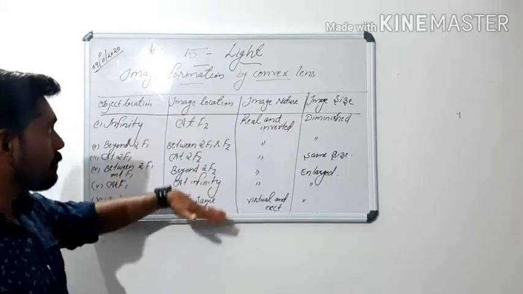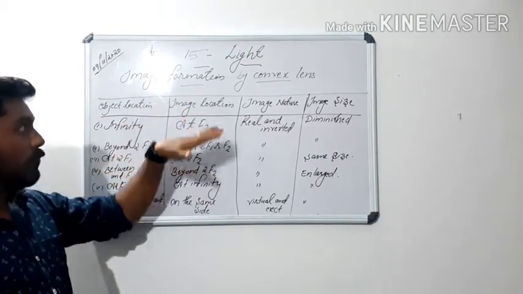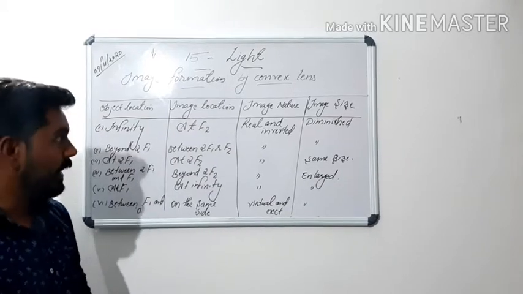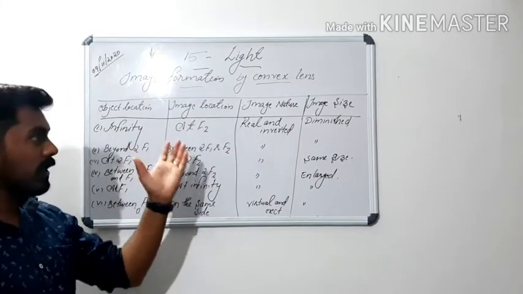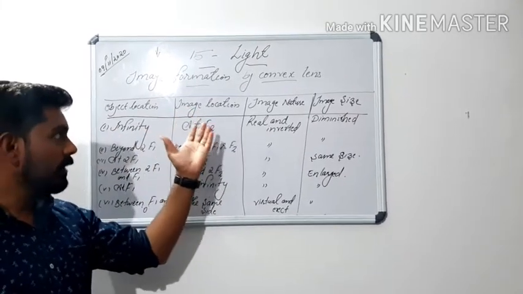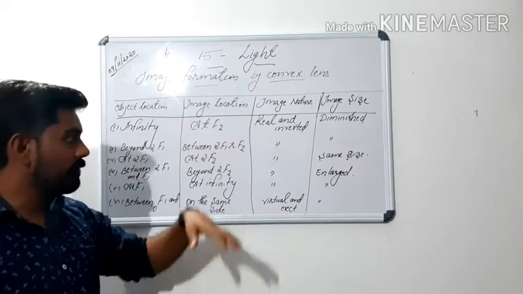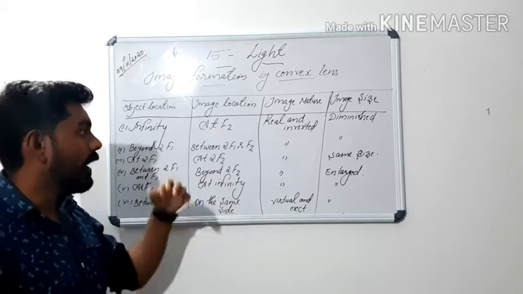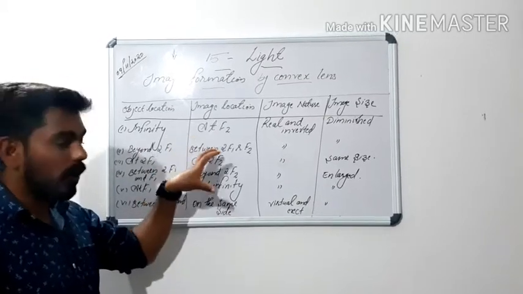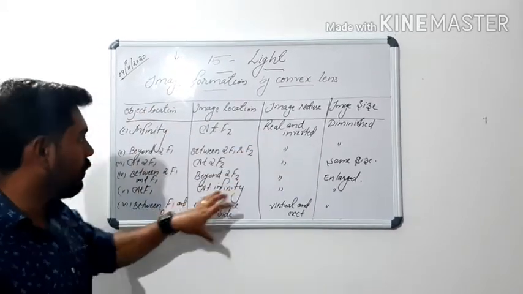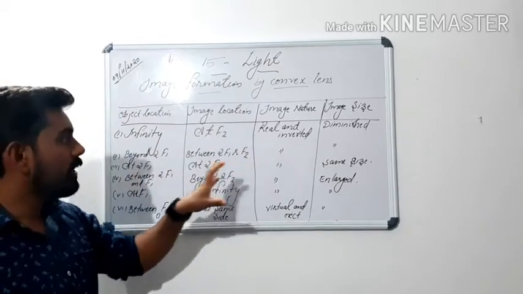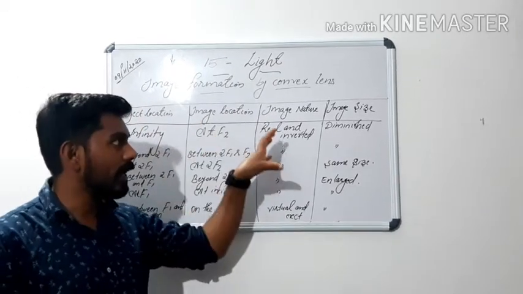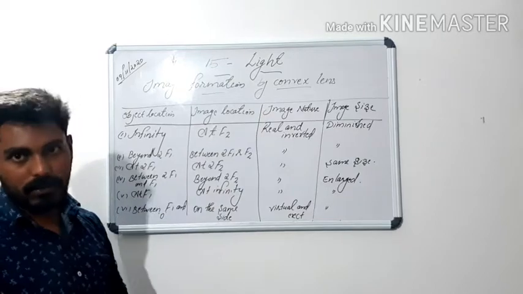So these are the image formation by convex lens: the image location, size of the image, and even the nature of the image. You will study this in detail in the higher section. For now, we have only gone through the overall formation and its location, size and nature of the image.